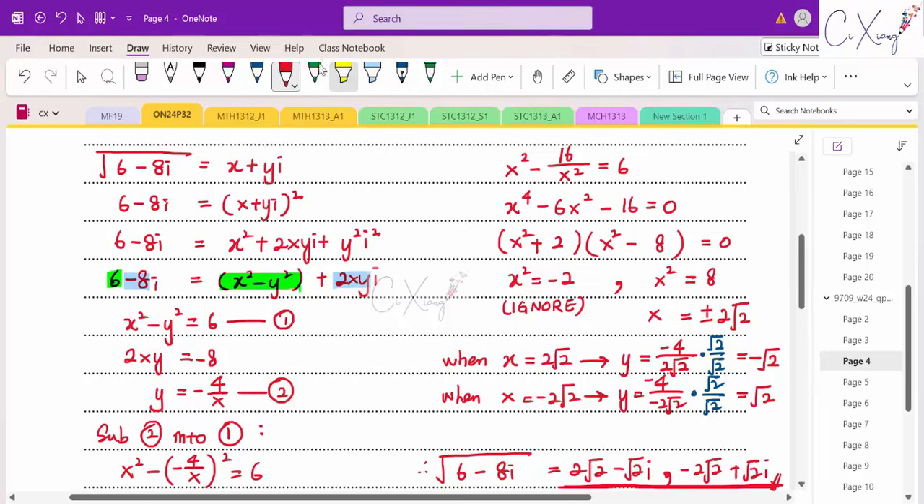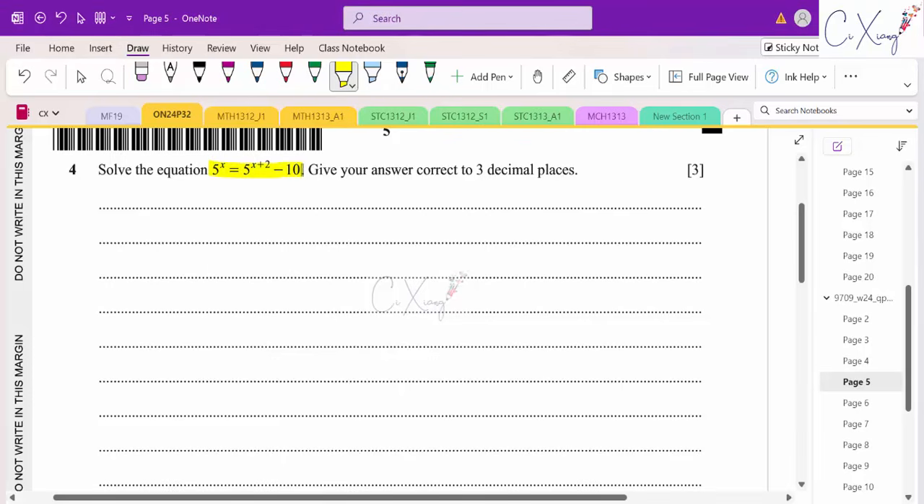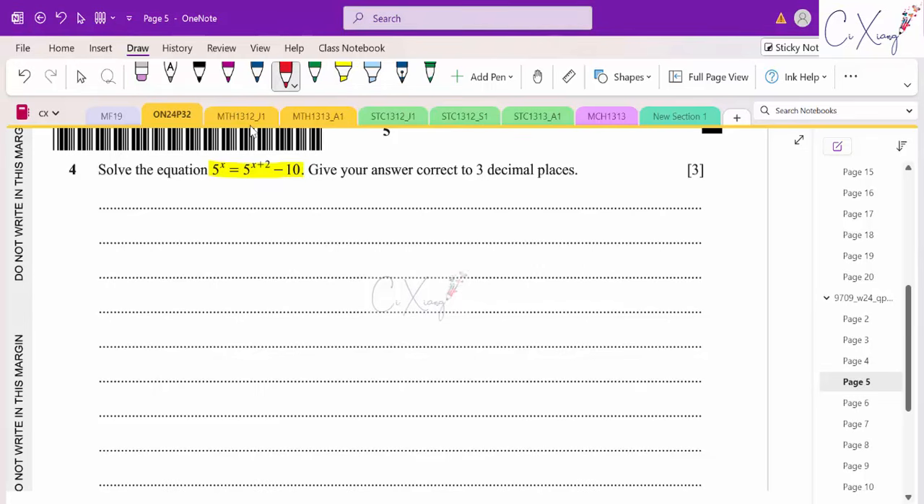Okay, so basically this is how we actually get the square root of 6 minus 8i. Question number 4, they want us to solve this equation, then answer in 3 decimal places. Okay, alright. So now, 5 power x equals 5 power x plus 2, minus 10. So how can we solve this equation?